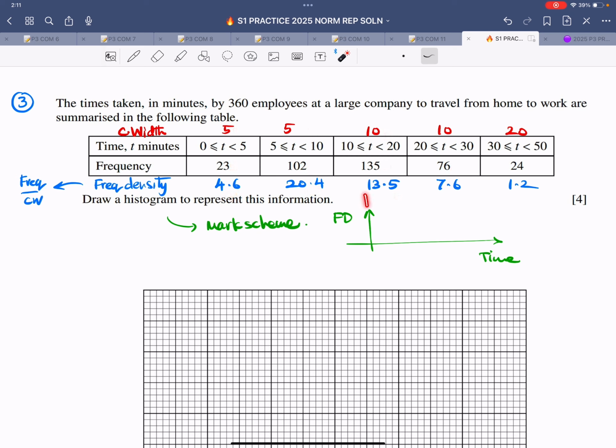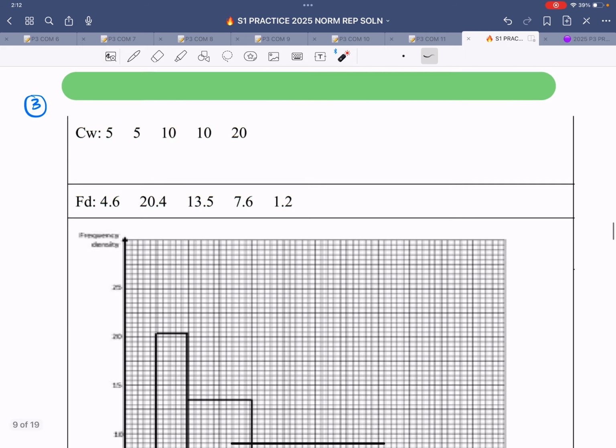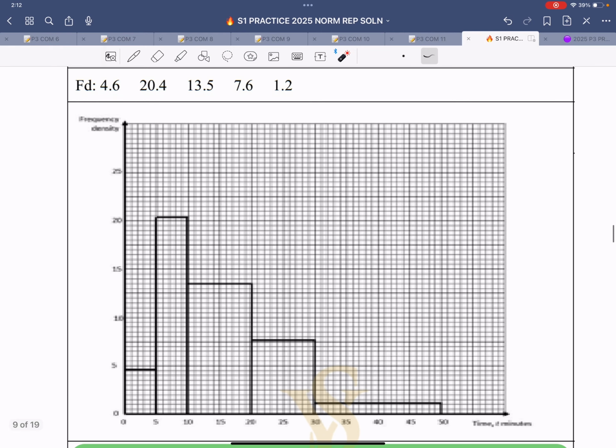And then we have the frequency density on the vertical axis, and on the horizontal axis, we have the class boundaries. So now over here, this is frequency density. Of course, you do a bit of scaling, and we have all the bars over here. The first two bars have a width of 5, and then a width of 10, a width of 10, and a width of 20.